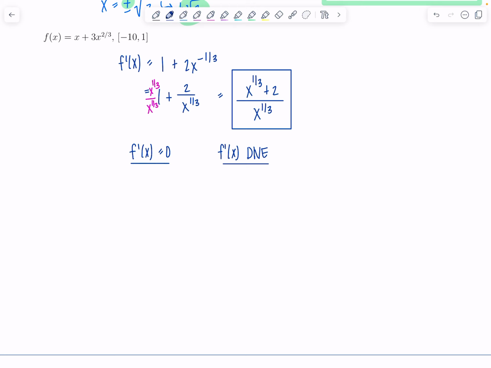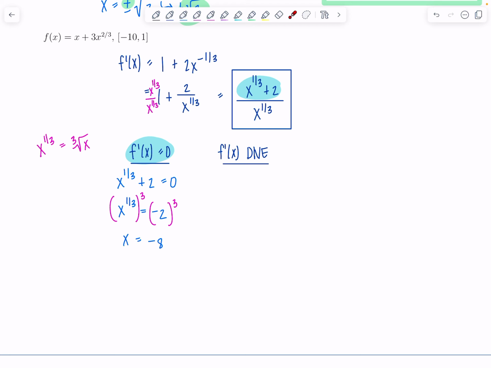So f prime of x is 0 when the numerator is 0. So I'm going to take x to the 1/3 plus 2, set it equal to 0. That means x to the 1/3 is negative 2. To get rid of the 1/3 exponent, you raise both sides to the third power. Remember, x to the 1/3 is the same as the cube root of x. So you just cube, or raise both sides to the third. And then now I have x equals negative 8.